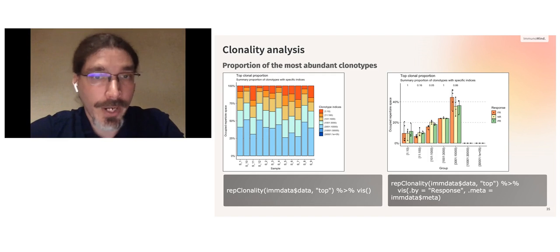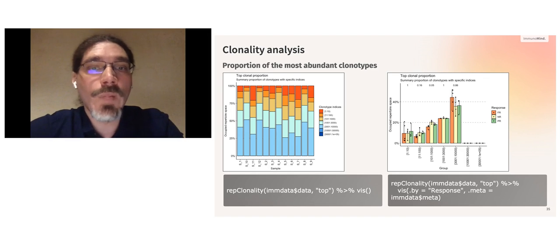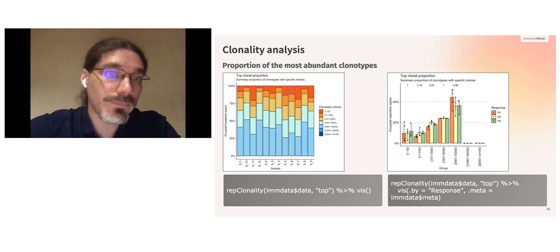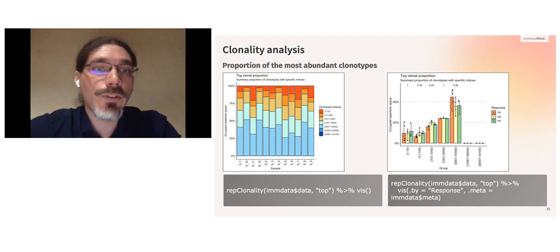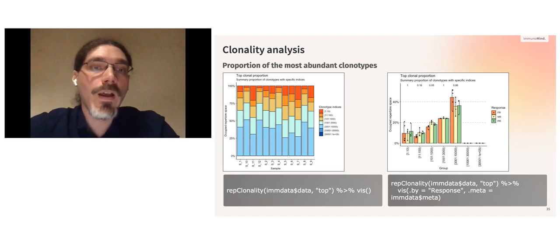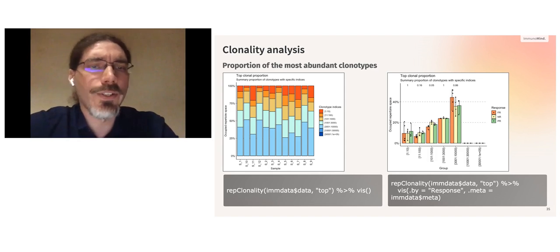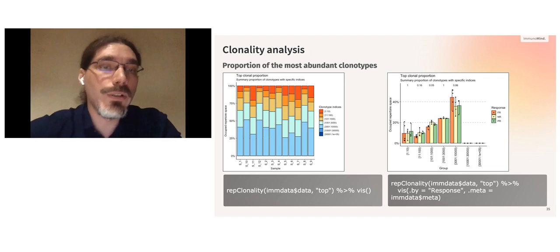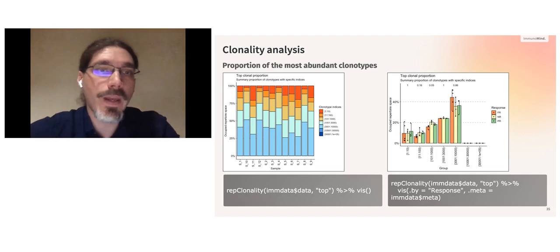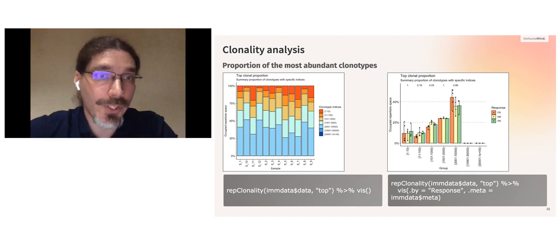The green group is a partial response, right? It has the average abundance, and the yellow group, no response, has the most abundance. So it means that in the group of patients with no response to the immunotherapy, the first 100, except the first 10 clonotypes, occupy more space, so they are more abundant than in other immunotherapy patients.